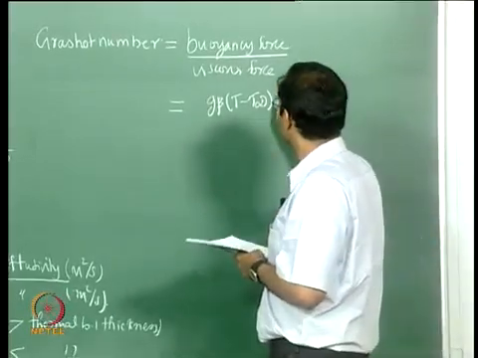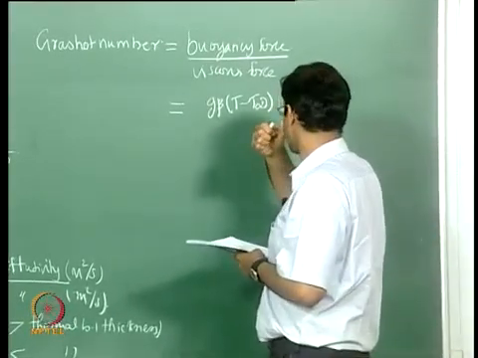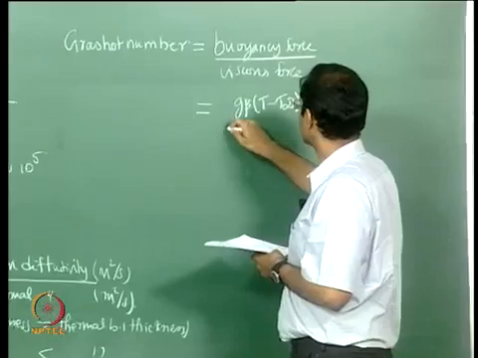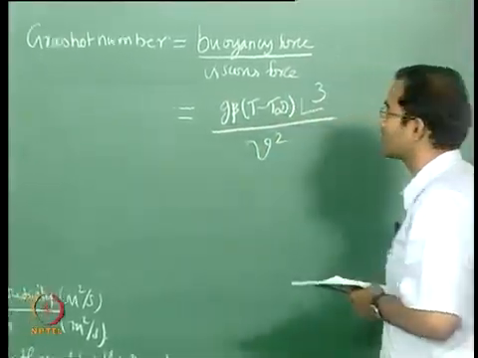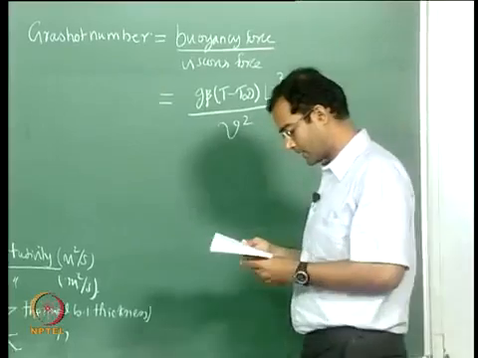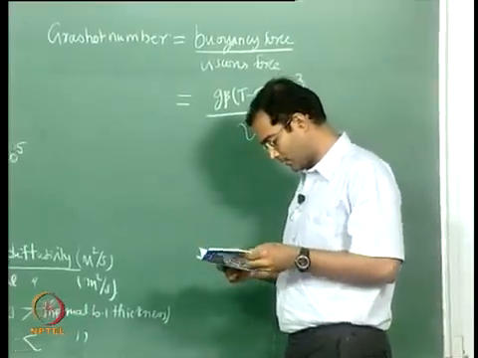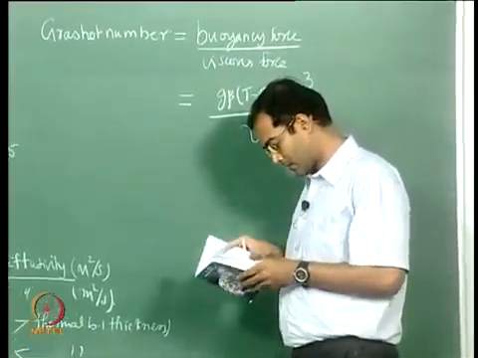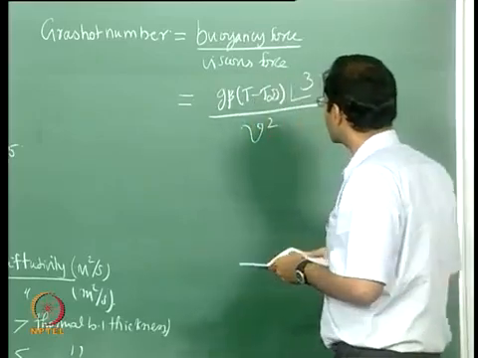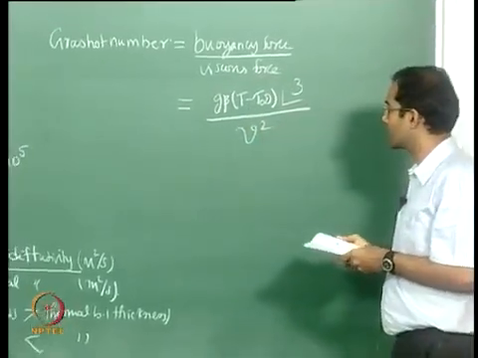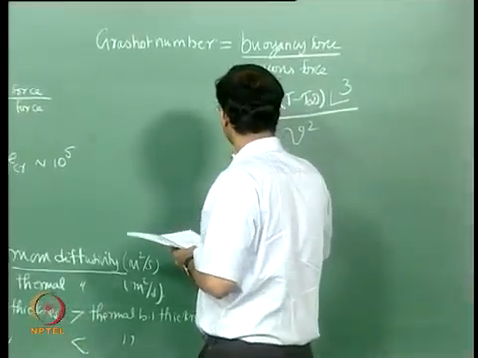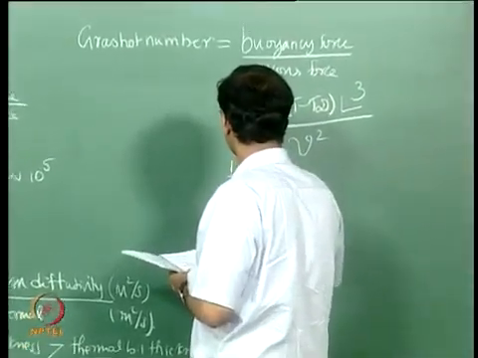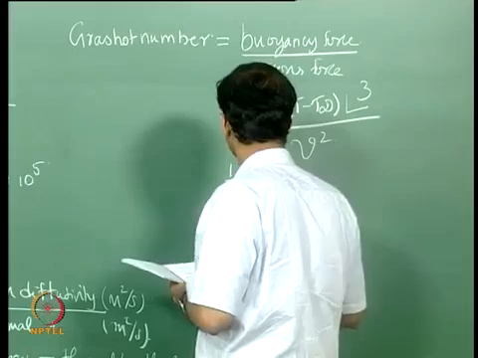So if you want to convert it to force, that will be multiplied by L cube, divided by the viscous force which is nu square. Okay, so this is the exact way that you calculate your Grashof number once you know the temperature difference and your coefficient of thermal expansion, beta, which is 1 by rho d rho by dT. Okay.